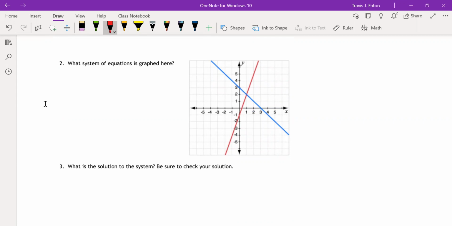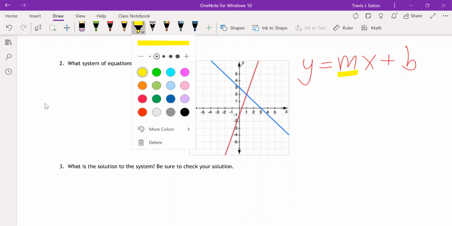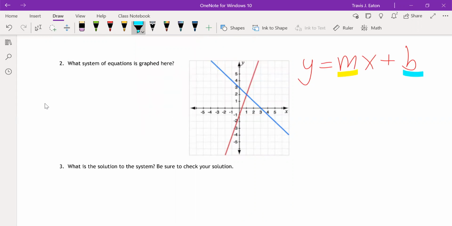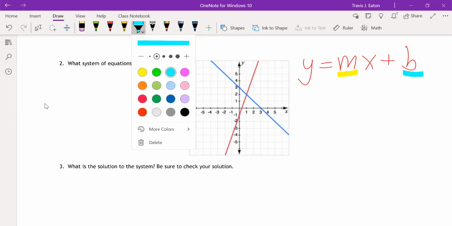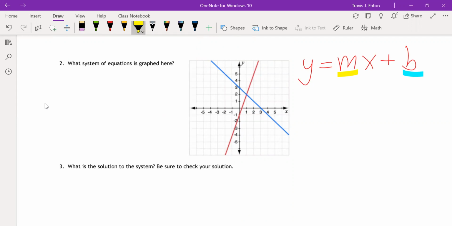For those of you that did the homework on writing equations by looking at a graph, you would know that you have the slope-intercept form of a line. Y equals mx plus b, where m is the slope and b is the y-intercept. Now, let's talk about those for just a moment, okay? Remember, m is, again, like I said, it's the slope.